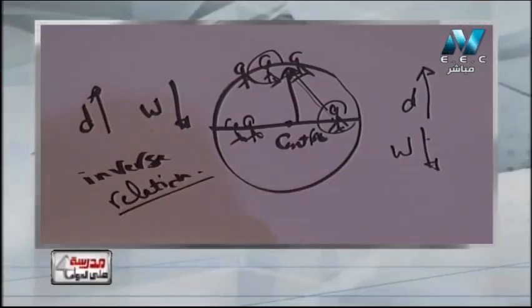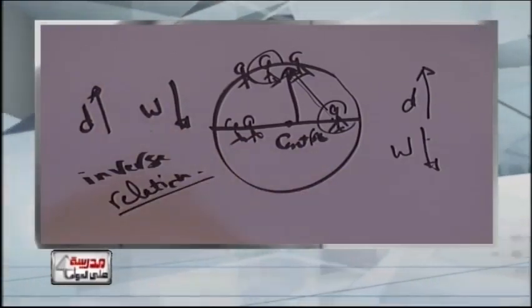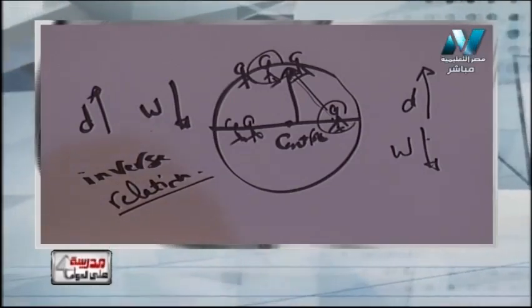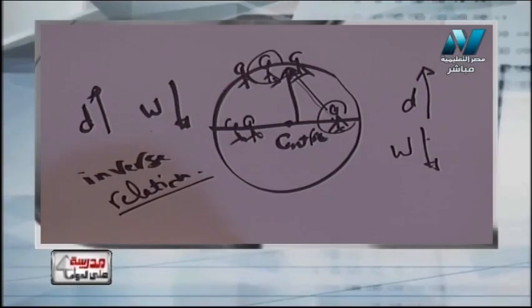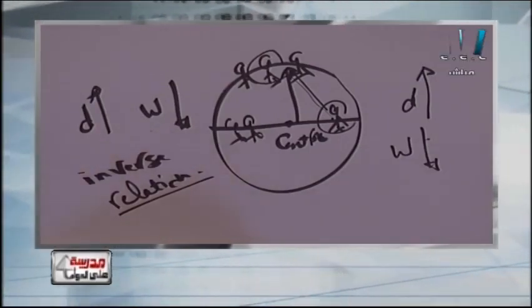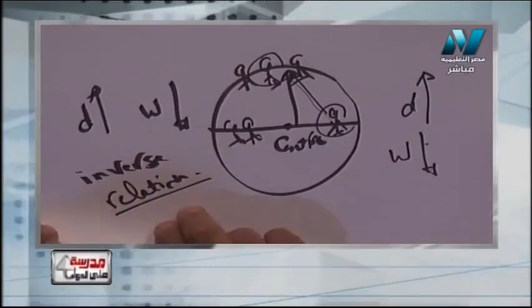Okay, so again when distance from the planet center to the body increases the weight decreases and this is called inverse relation, ودي معناها علاقة عكسية، يعني واحد منهم بيزيد التاني بيقل. So now we have three factors affecting weight، كده خدنا تلات عوامل بيأثروا على الويت، هما mass، planet or the place and also the distance from the planet center.